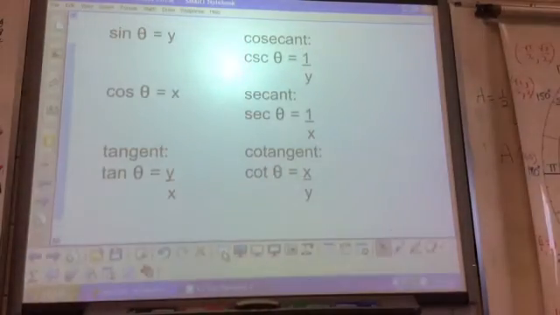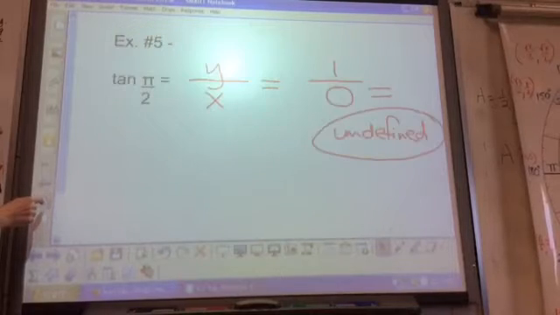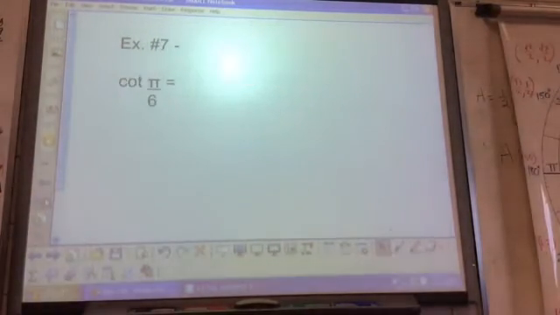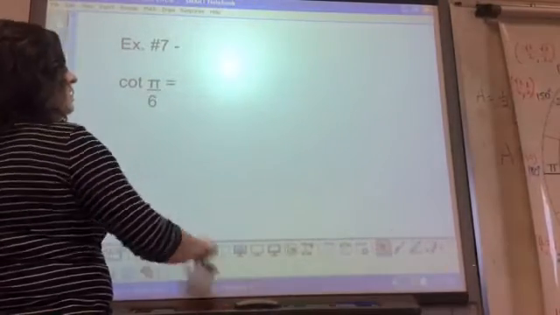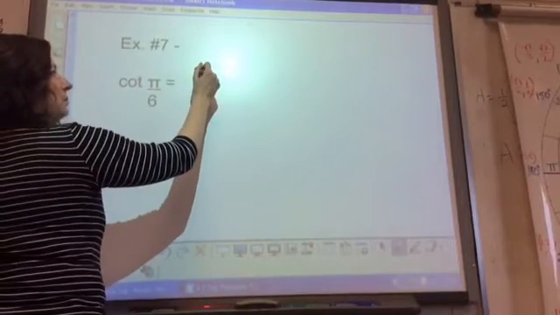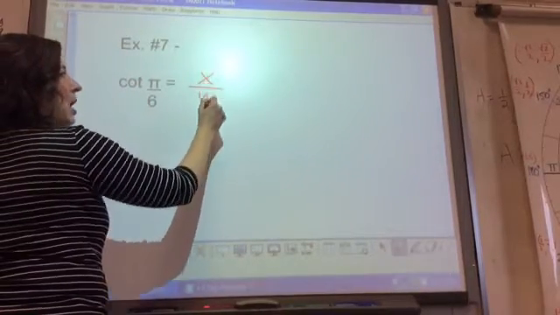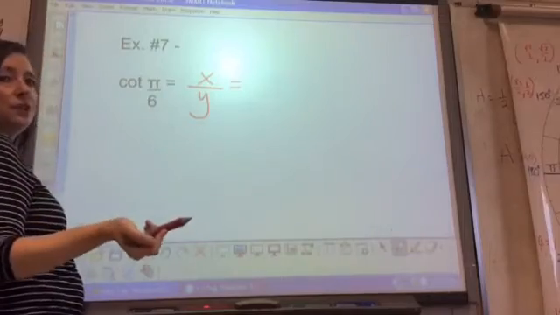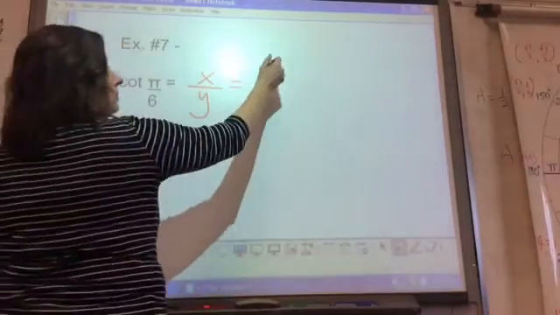All right. Are we ready? We've already done tangent and that one. So here's where we should be. Number 7. Cotangent of pi over 6. Go to pi over 6. And what's the definition of cotangent again? We just said, x over y. So when you get to pi over 6, what's my x?